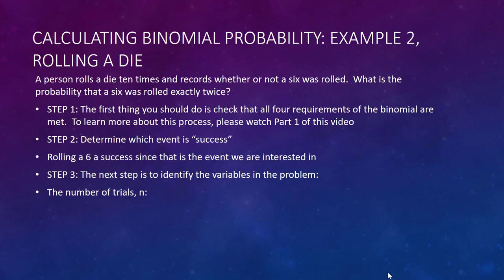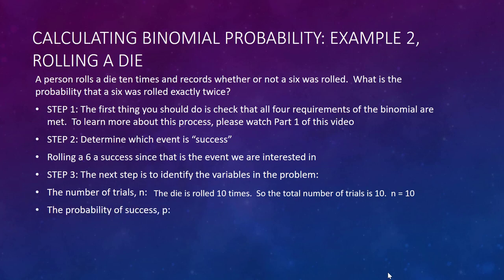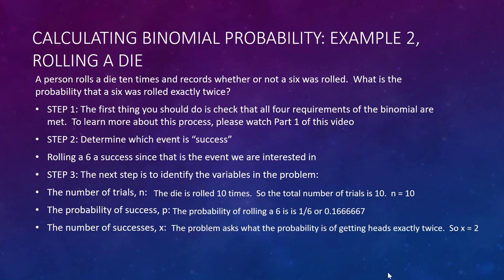How many trials are there? Well, we're rolling the die 10 times, so the total number of trials is 10. The probability of success is not explicitly stated here, but we're going to assume a fair die, so the probability of rolling a 6 is 1/6 or 0.1666667. The number of successes is x. The problem asks what the probability is of rolling a 6 exactly twice, so x equals 2.